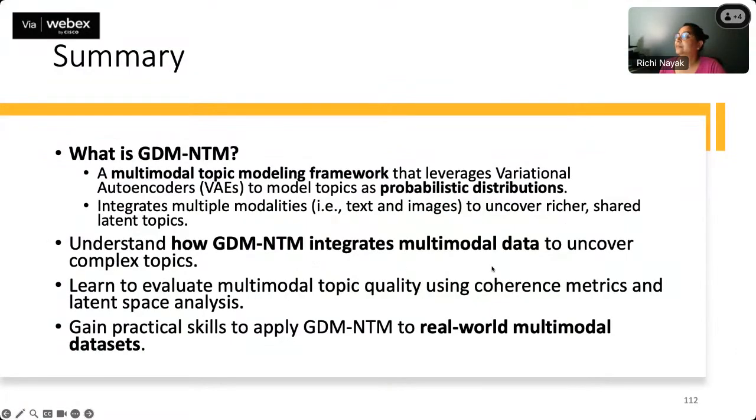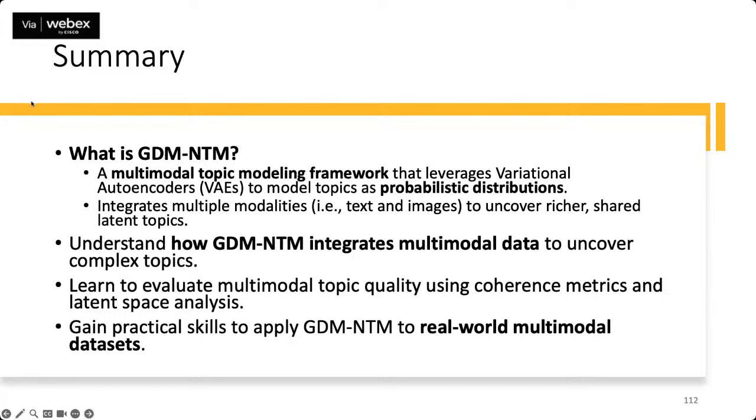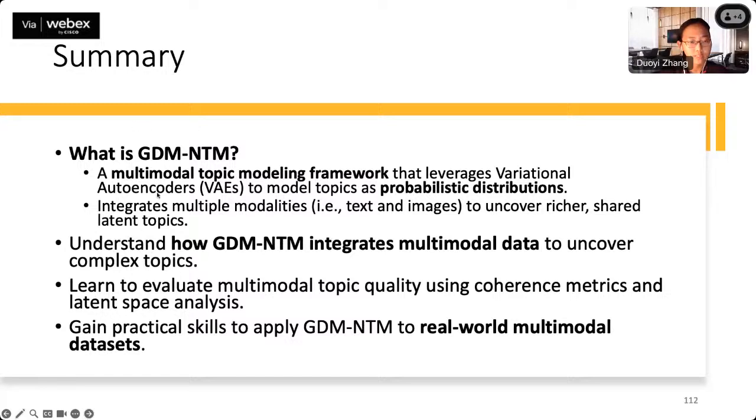Okay, so here is a quick summarization of this tutorial. Here we introduce this JDM-NTM, which is a multimodal topic modeling framework that leverages variational autoencoders to model topics as probabilistic distributions. And it integrates multiple modalities like image and text to uncover richer and shared latent topics. And we also aim to understand how JDM-NTM integrates multimodal data to uncover the complex topics.